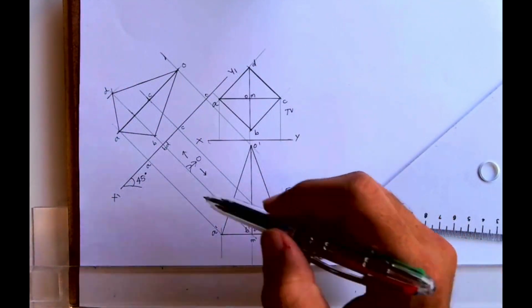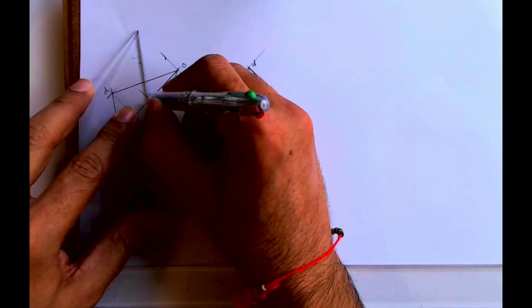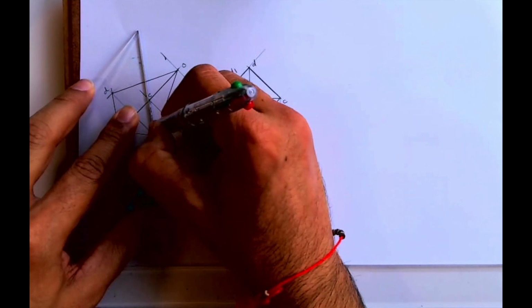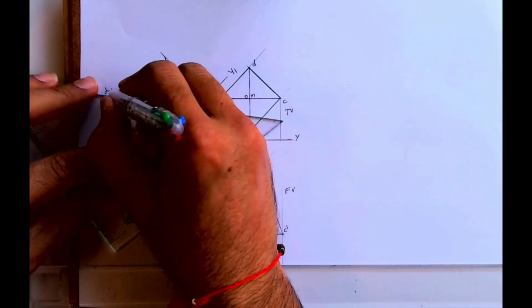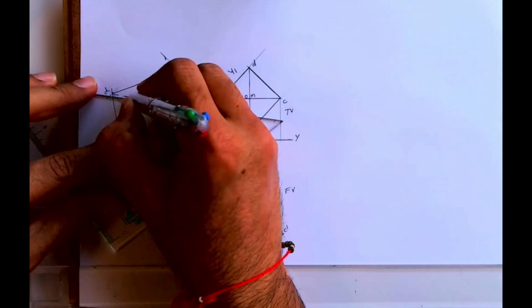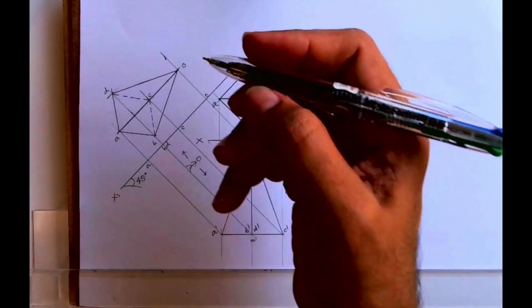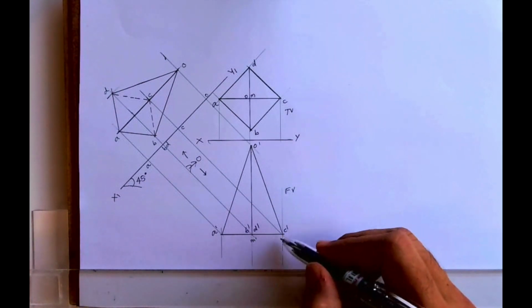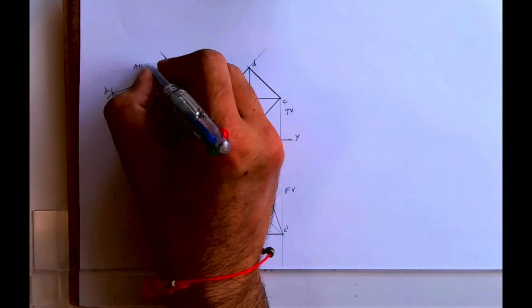And C is away from observer, so line passing through C would be dotted. So this is away from observer, so that's why it's dotted. This is auxiliary top view.